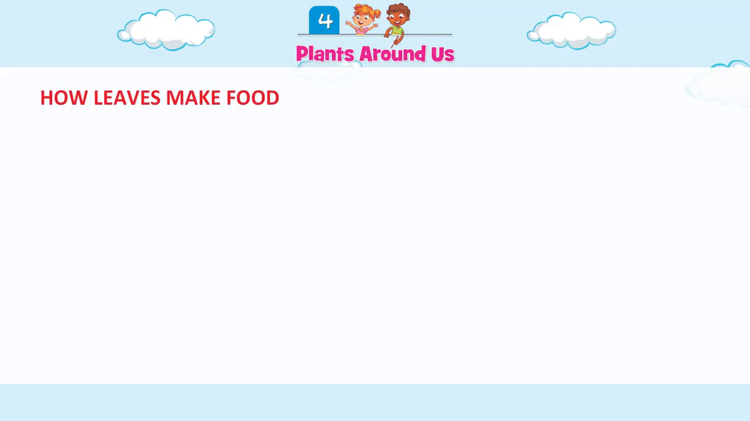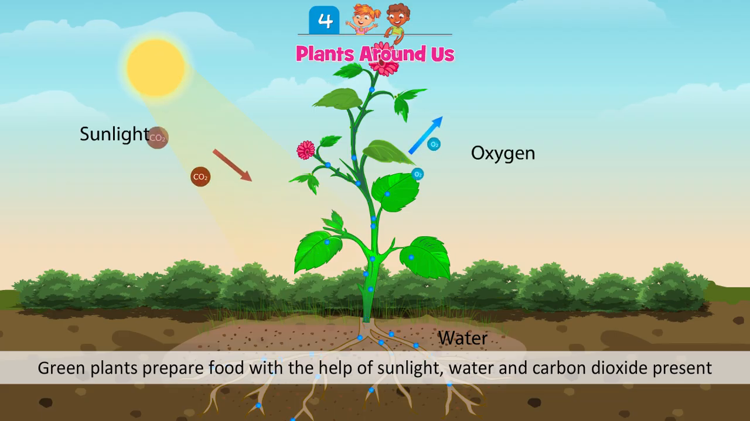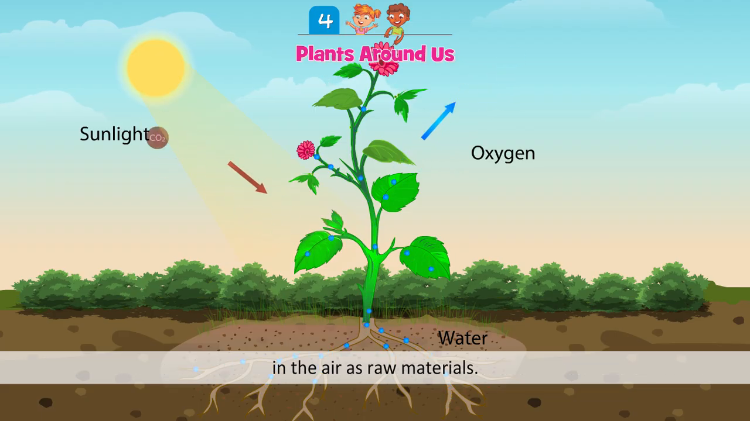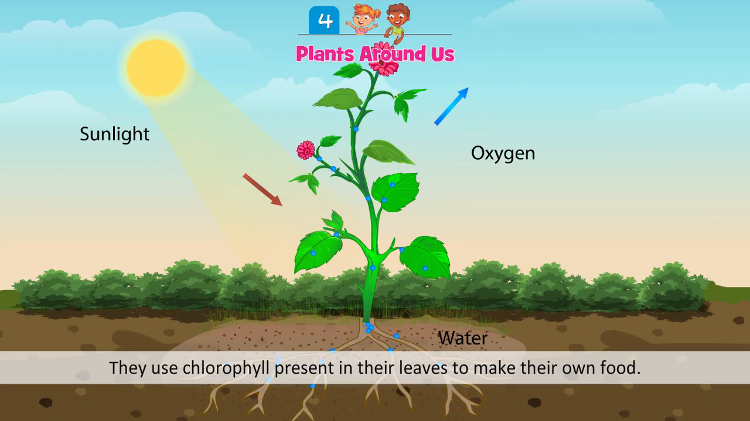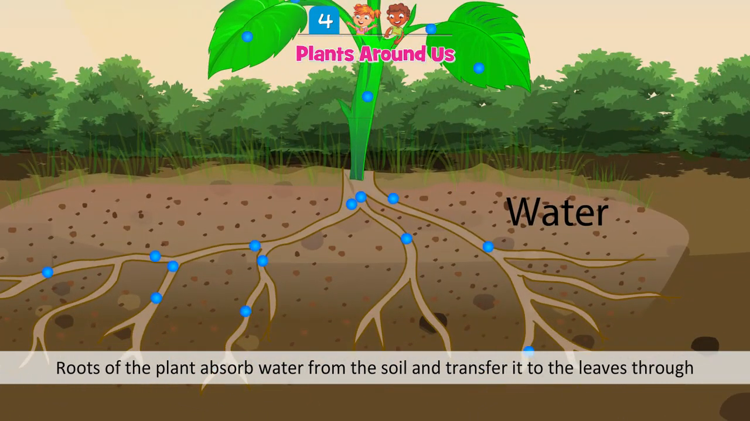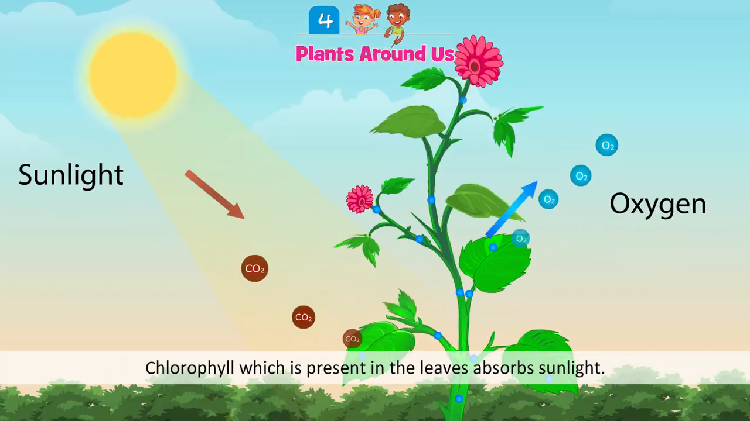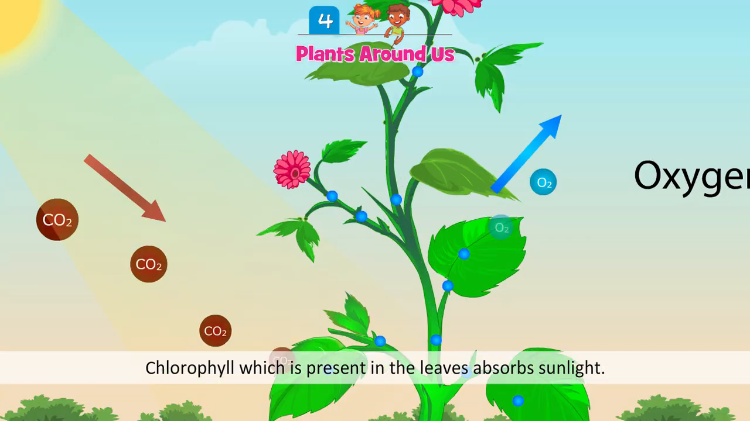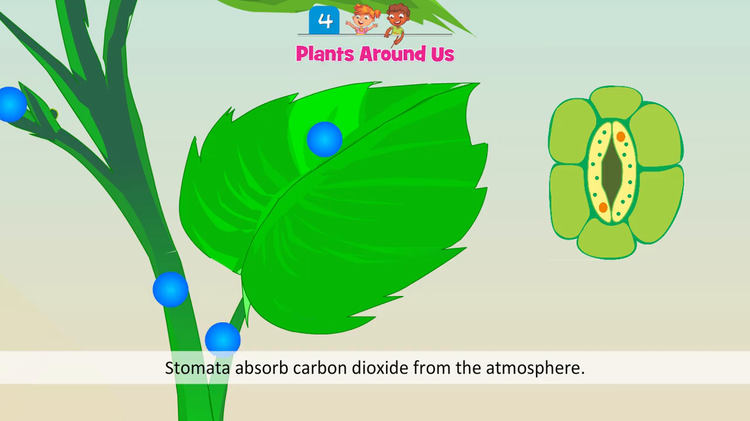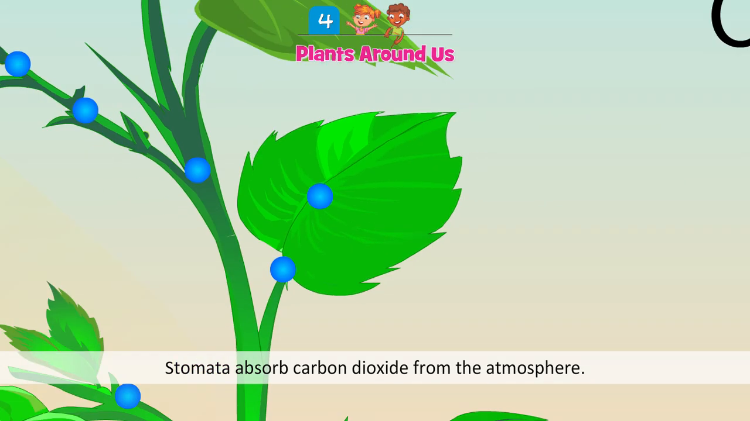How leaves make food. Green plants prepare food with the help of sunlight, water, and carbon dioxide present in the air as raw materials. They use chlorophyll present in their leaves to make their own food. Roots of the plant absorb water from the soil and transfer it to the leaves through the stem. Chlorophyll, which is present in the leaves, absorbs sunlight. Stomata absorb carbon dioxide from the atmosphere.